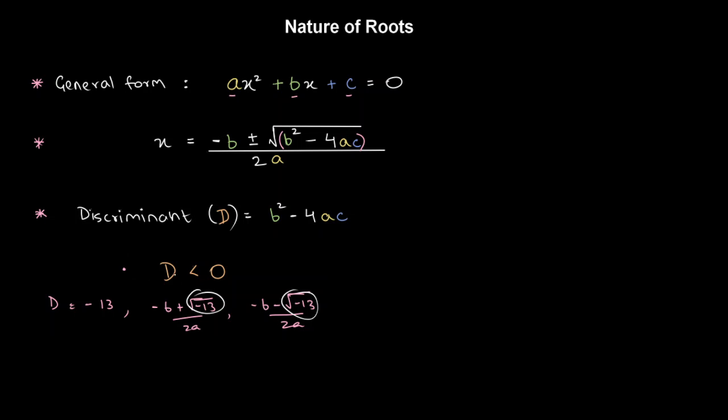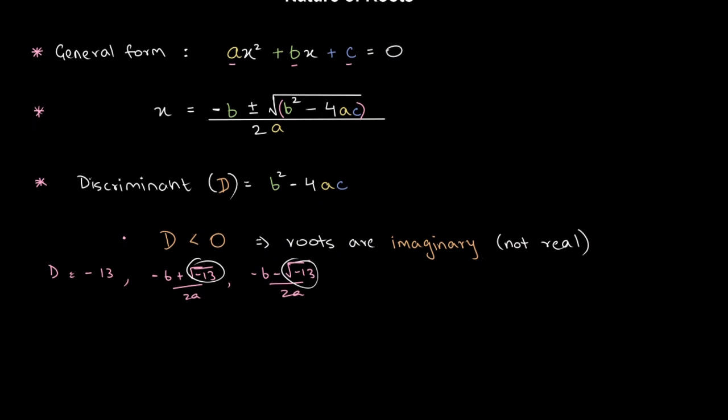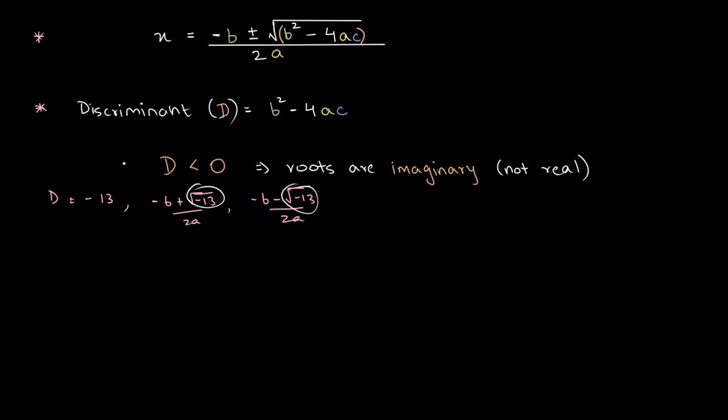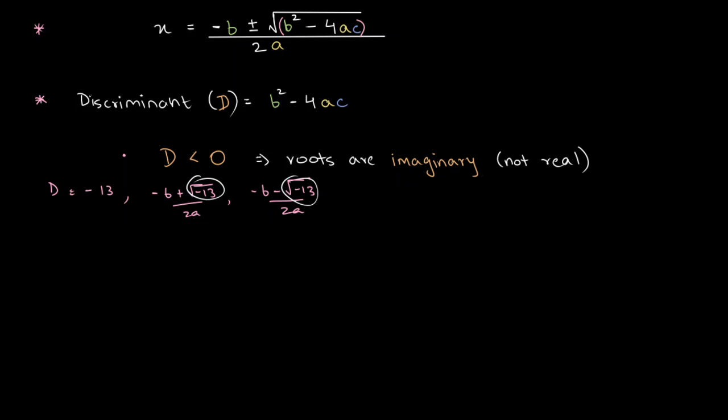So when D is less than 0, our roots are imaginary. The roots of the quadratic equation are imaginary or unreal numbers, or roots are not real. Imaginary numbers are something that we'll deal with in more detail in our higher classes.